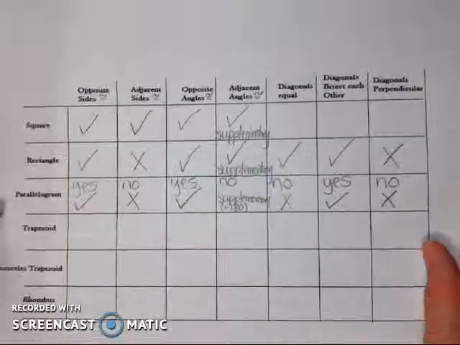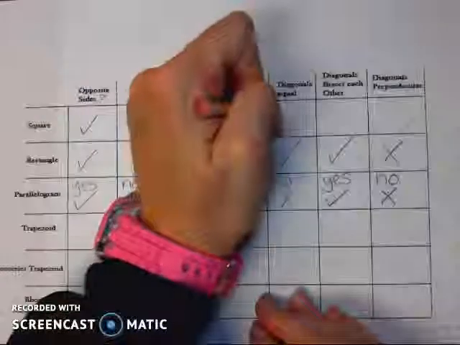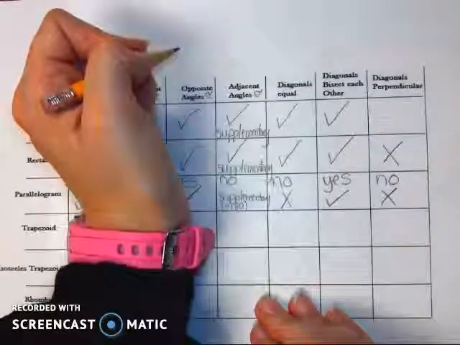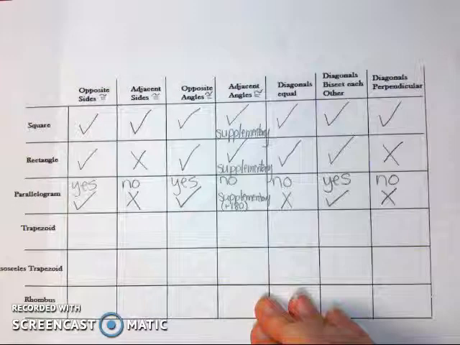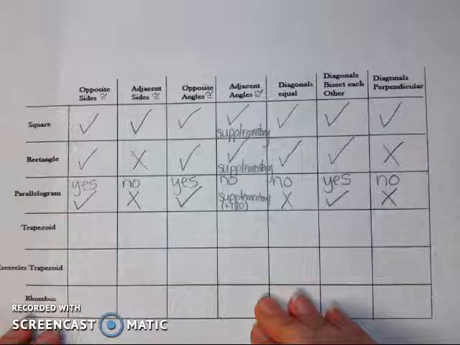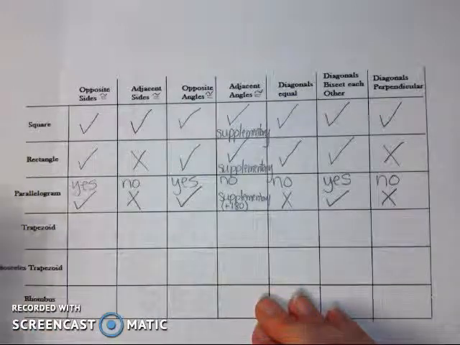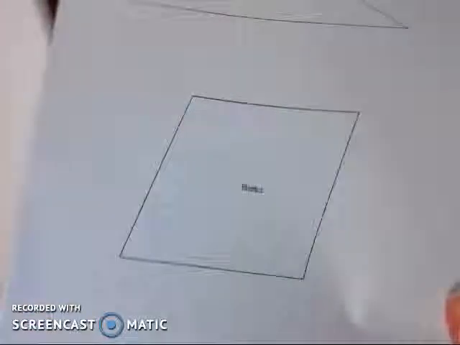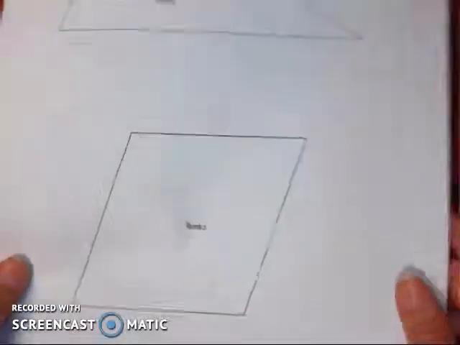So coming back to our properties chart, the diagonals were equal. The diagonals do bisect each other. And the diagonals are perpendicular. So everything gets checked off on the square. Our last shape is our rhombus for today.